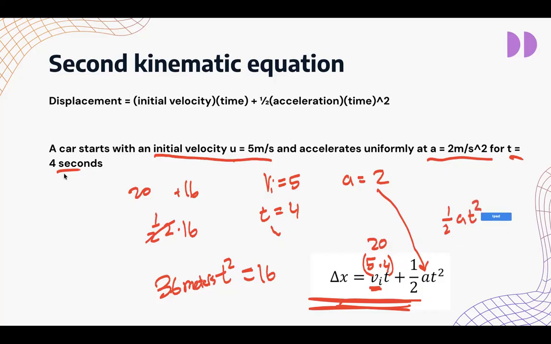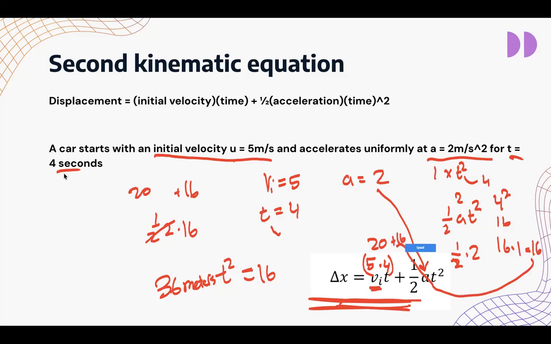And then you have 1/2 AT squared. You input 2 for A, 1/2 times 2 is just equal to 1. So you just get 1 times t squared. T is equal to 4. 4 squared is 16. 16 times 1 is equal to 16. So then you get 16, and then you have to add 16 back to 20 to get 36. Does that make sense?